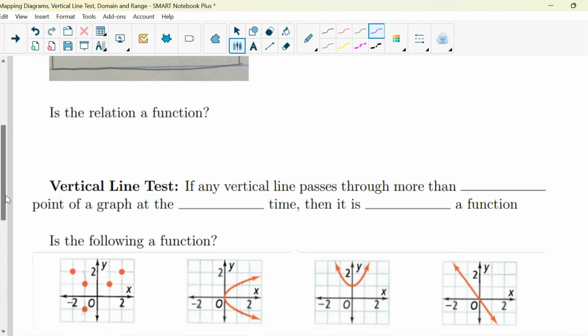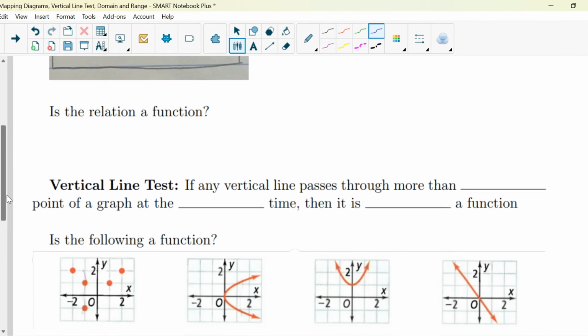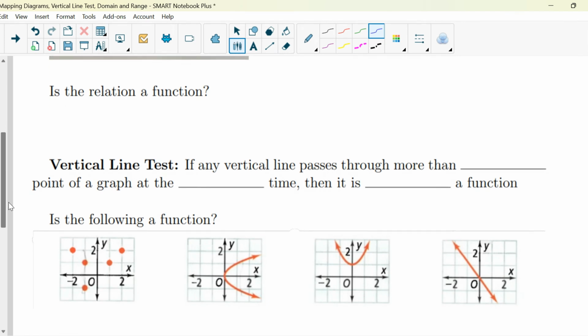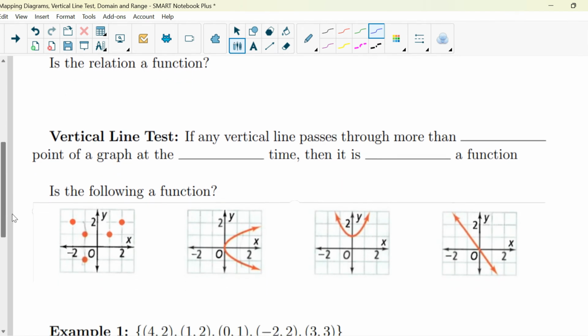Okay, the next thing here is the vertical line test. So the vertical line test is a very important indicator of whether we have a function or not. So if any vertical line passes through more than one point of a graph at the same time, then it is not a function. So how to know if a vertical line passes through at the same time? A vertical line is at a particular x value, so that kind of crosses itself off.